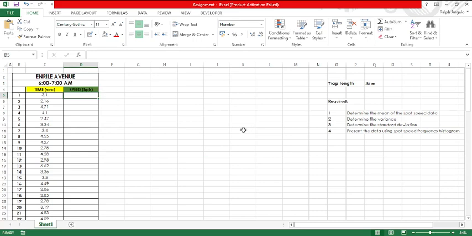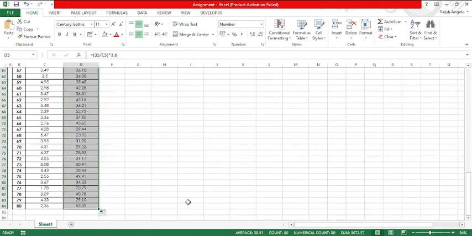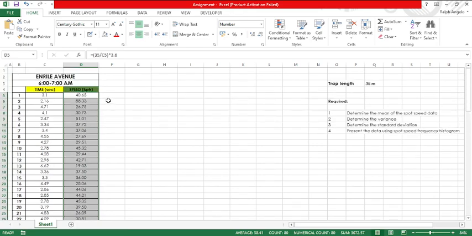We can use the formula distance over time in here. So it equals the distance, 35 meters, divided by the corresponding time for each of the vehicles. Then we have to multiply it by 3.6 to convert that to kilometers per hour. So press enter and this is now the formula. We drag the formula to apply it to all our speeds. So we already have the corresponding speed for each of the vehicles.